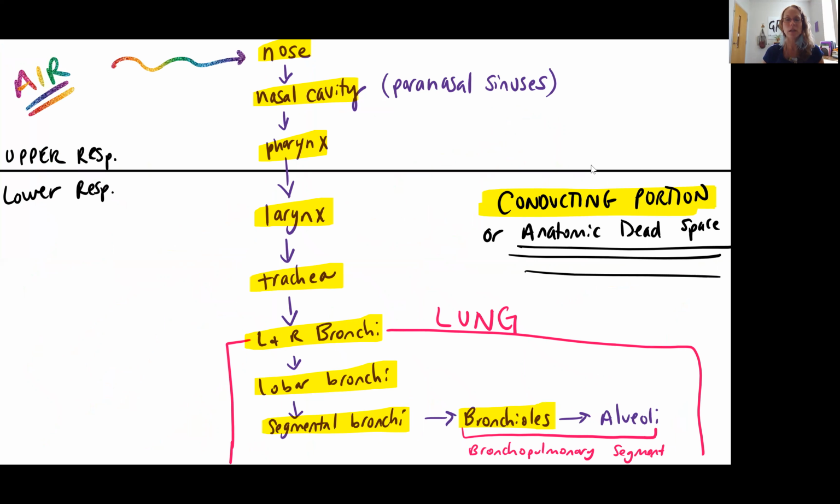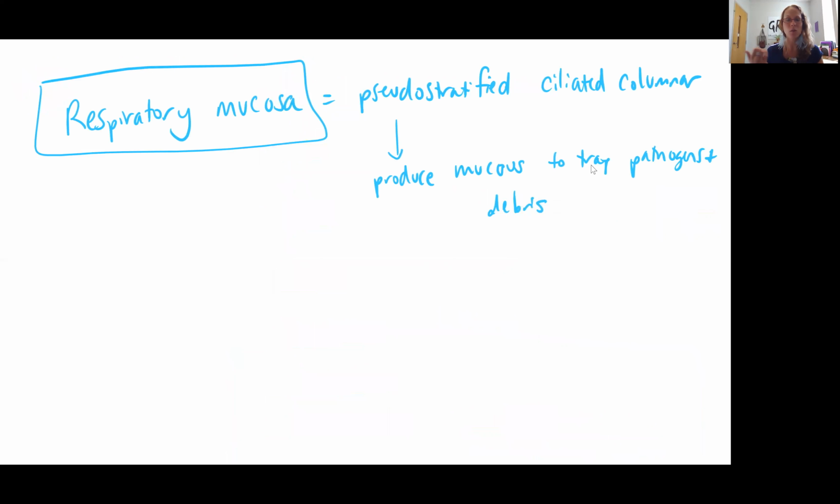All of this highlighted is our conducting portion, or we can talk about it as our anatomical dead space, because there's no gas exchange happening at any of these levels. This is just the pathway to get that air to the alveoli. It's not until we really get to those alveoli that we have gas exchange.